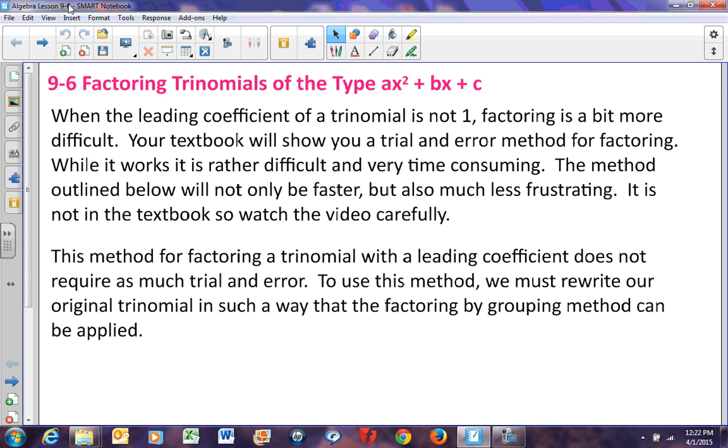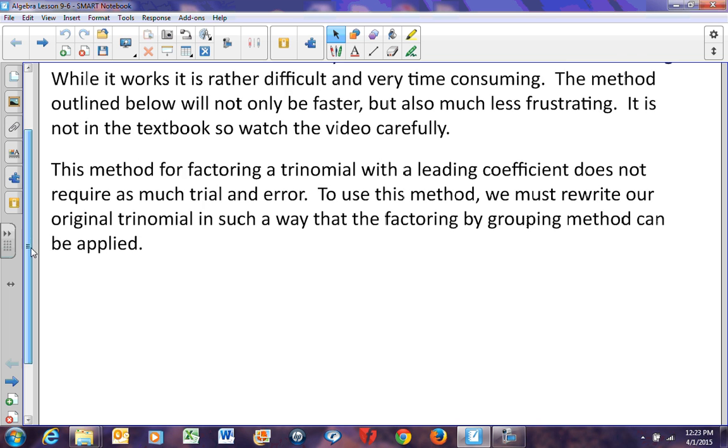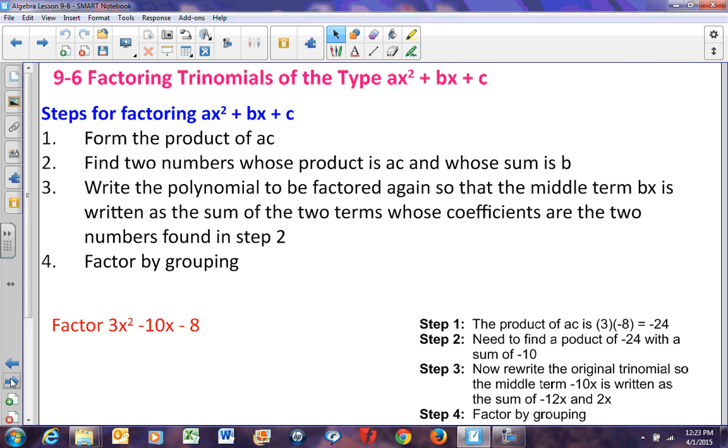This method for factoring a trinomial with a leading coefficient does not require as much trial and error. To use this method, we must rewrite our original trinomial in such a way that the factoring by grouping method can be applied. And I like the factoring by grouping method, it works quite well. All right, so let's look at it. There are some specific steps.